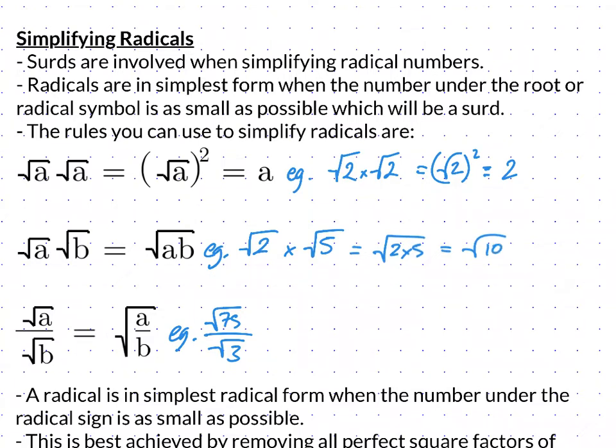Next, we've got division, a fraction. Root a divided by root b, or root a on root b, is the same as root of a on b. So in this situation, we've got root 75 over root 3, which is the same as the square root of all of 75 on 3. 75 has a factor of 3, it's 25, so that's the same as 25 over 1, so that's the same as root 25, and the square root of 25 is 5.